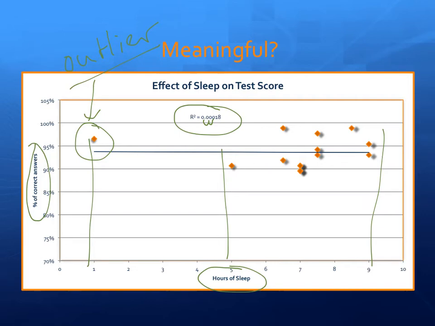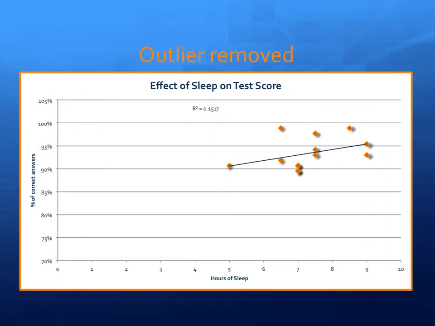So let's have a look what happens if we remove that outlier. What we find is if we remove that outlier from the data, notice that it's actually gone. We actually had to remove it from the data set. Otherwise, Excel is going to continue putting it in there. What we see now is we actually have increased our R-squared value here.